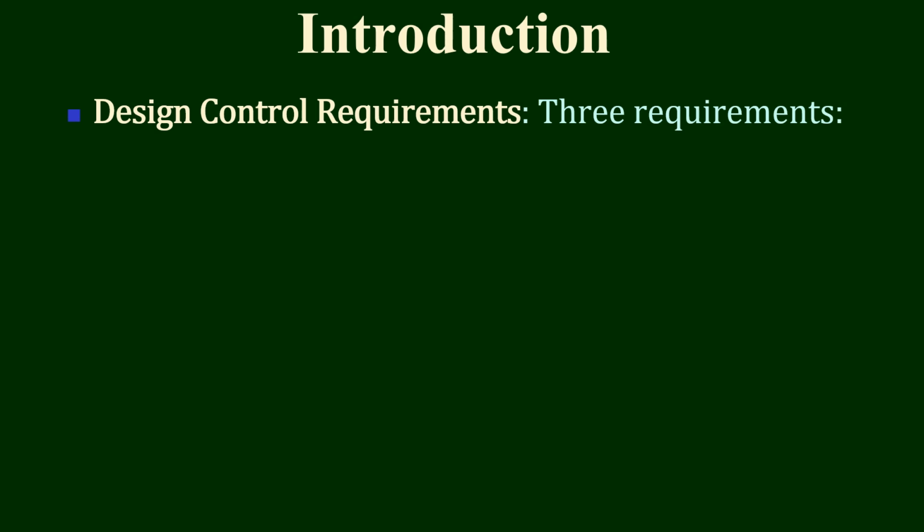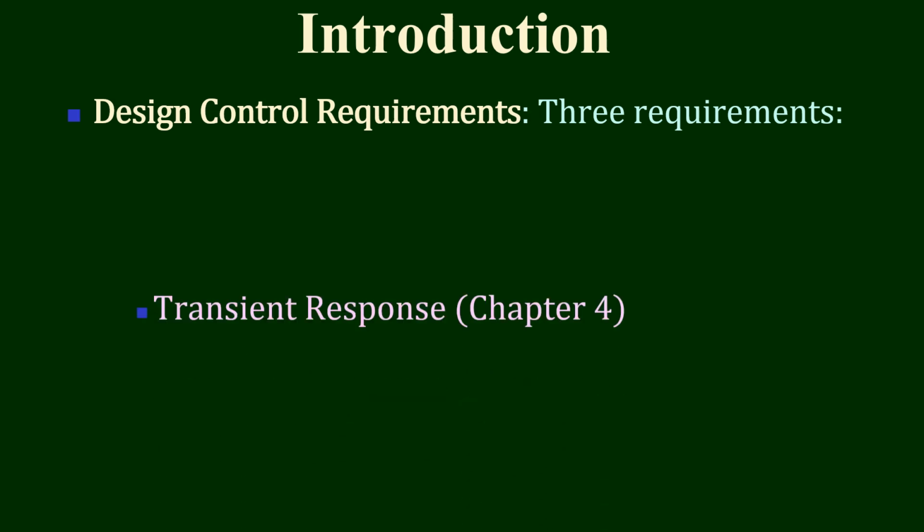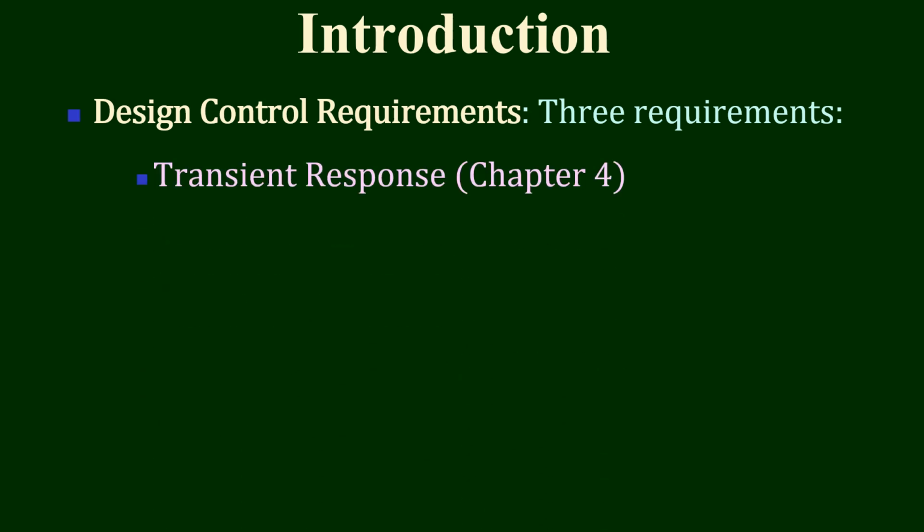So there are three fundamental requirements for designing a control system. First of them is the transient response of the system. And the transient response, as we discussed, is due to three basic things: the characteristics of the system, the input to the system, and the initial condition of the system. And when we say initial condition of the system, it means the energy stored in the system.